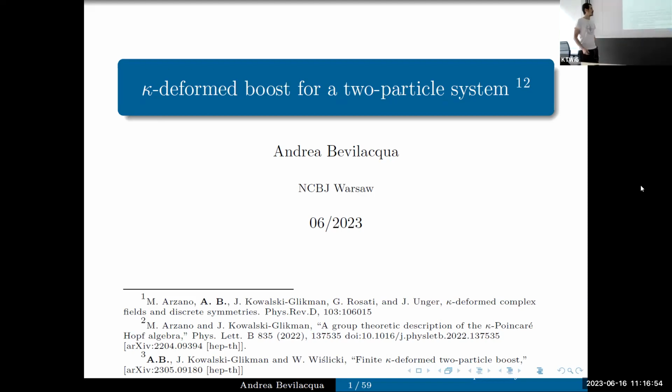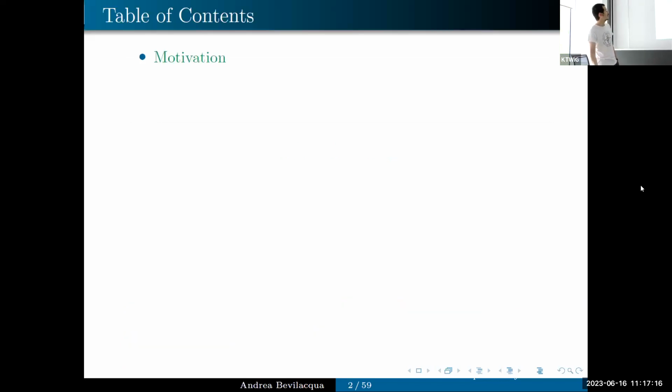Okay, good morning. What I will talk about is, as the title suggests, k-deformed boost for a two-particle system. This is based on these three main references that I will use during this talk. Of course, there are several more references, but usually they are contained inside this paper, so I will not talk about them explicitly. My talk will be divided in three parts.